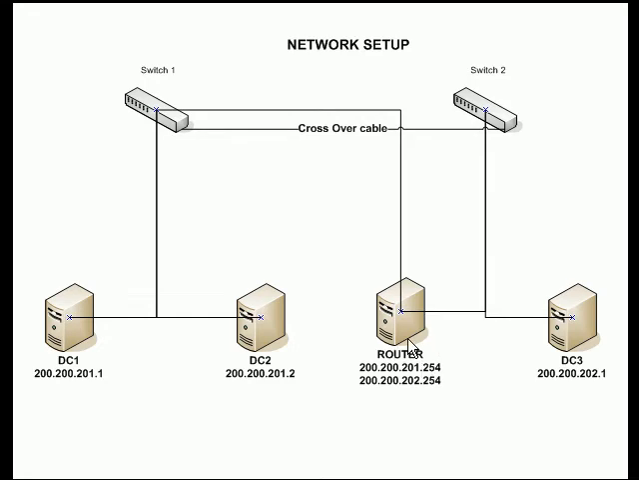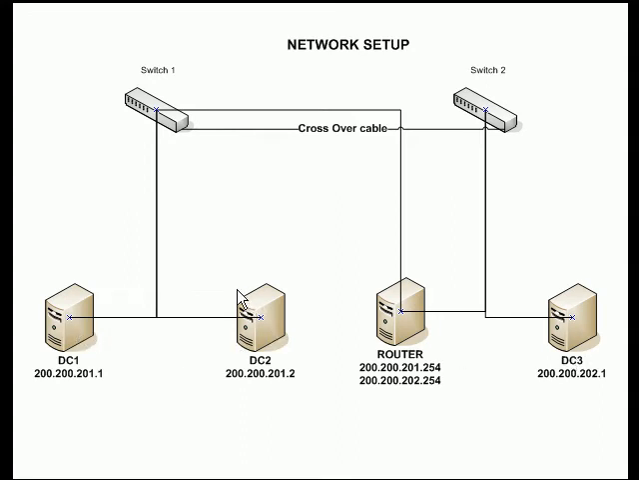This has to be done first because I should be able to route packets between DC3 and DC1 and DC2 before I actually make DC3 a domain controller. In order to make DC3 a domain controller, DC3 has to first contact DC1 in order to copy the domain database from DC1 to DC3.